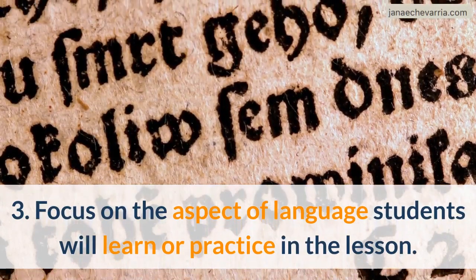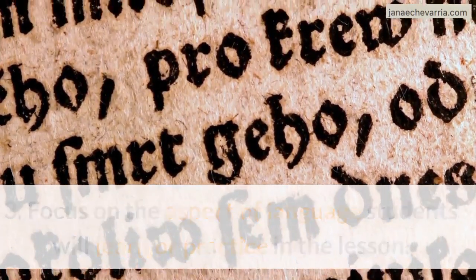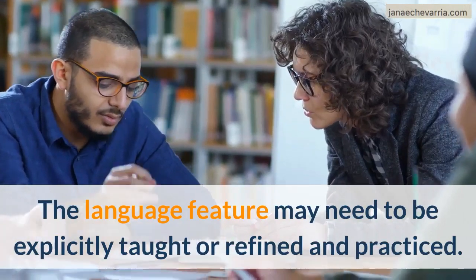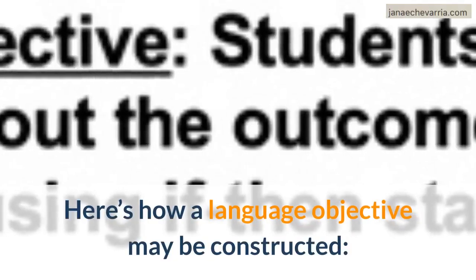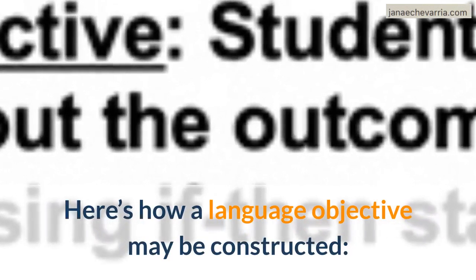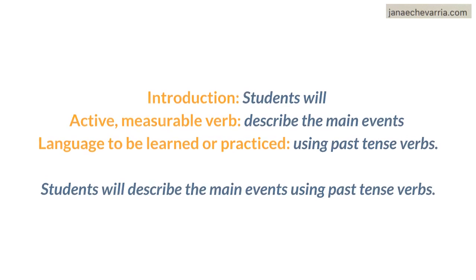Third, focus on the aspect of language students will learn or practice in the lesson. The language feature may need to be explicitly taught or refined and practiced. Here's how a language objective may be constructed. There is an introduction, an active, measurable verb, and the language to be learned or practiced. So the completed objective would be "students will describe the main events using past tense verbs."